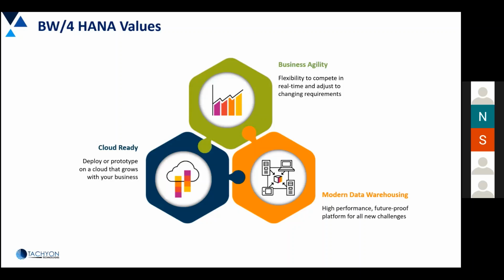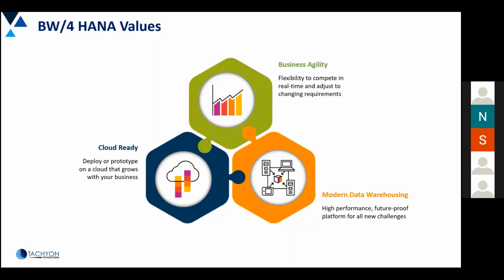Then cloud readiness. BW4HANA has the option to deploy on SAP HEC and Amazon AWS, with others to follow. In addition to on-premise, this has given customers the ability to start a new BW instance in under an hour. So that's flexibility.